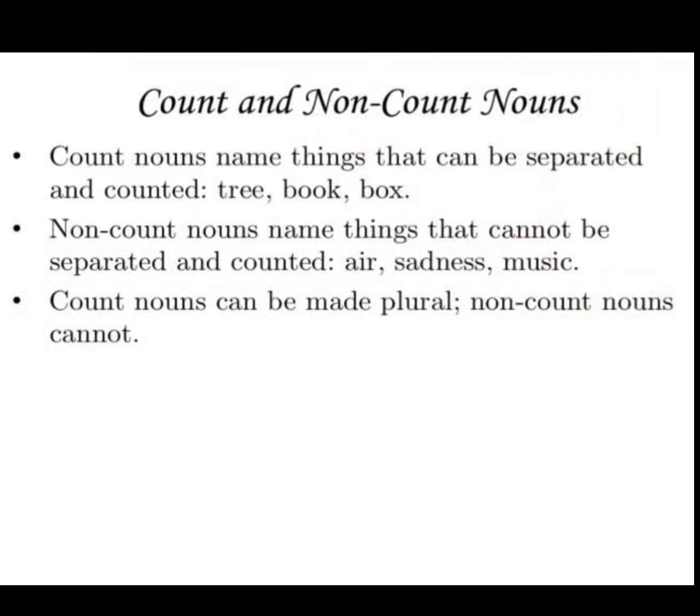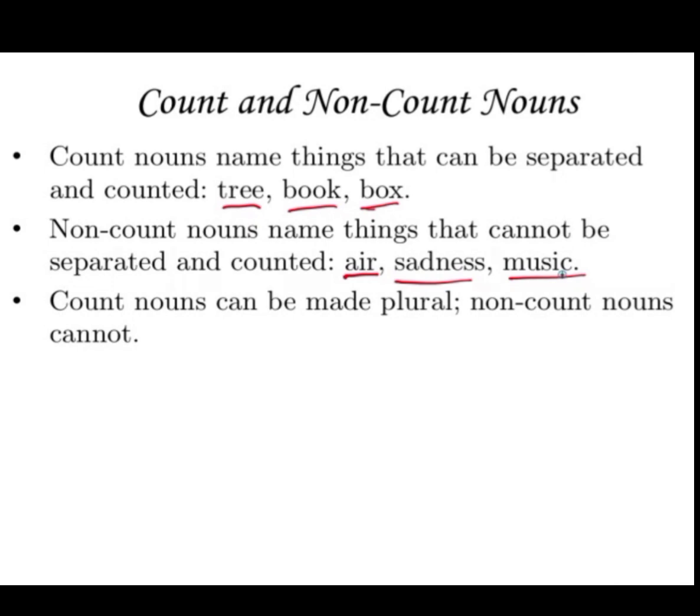Now, count and non-count nouns. These actually trip a fair number of people up. Count nouns, quite simply, are things that can be separated and counted, like tree, or book, or box. You can say 1 tree, 2 trees, 3 trees. Notice that count nouns can be plural. Non-count nouns name things that cannot be separated and counted, like air, or sadness, or music. You don't say 1 air, 2 airs, or 1 music, 2 musics. It just doesn't make any sense.